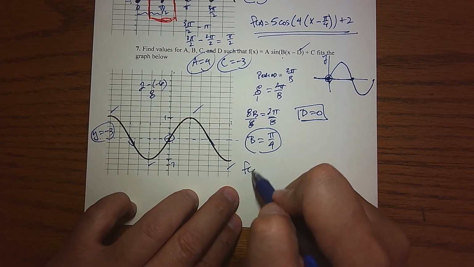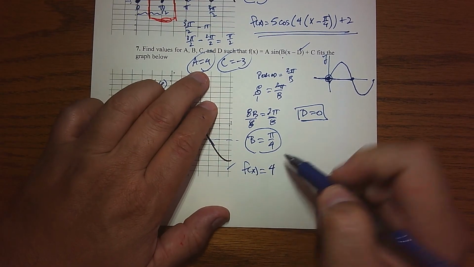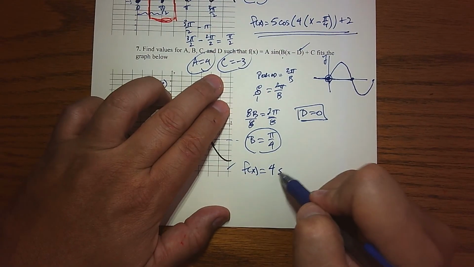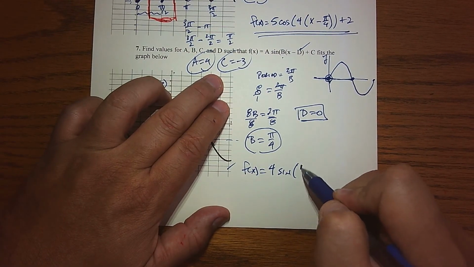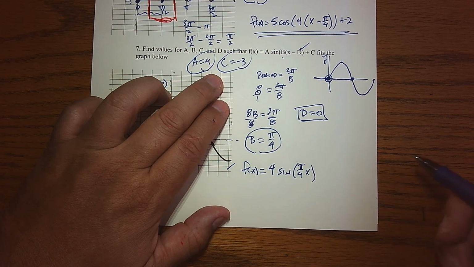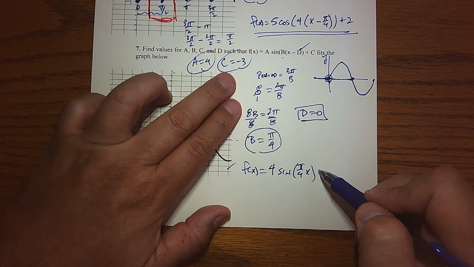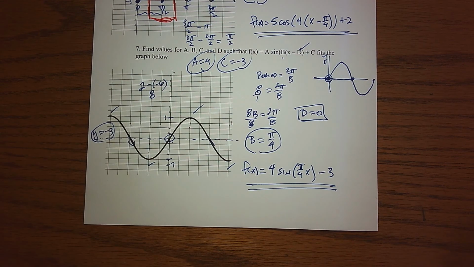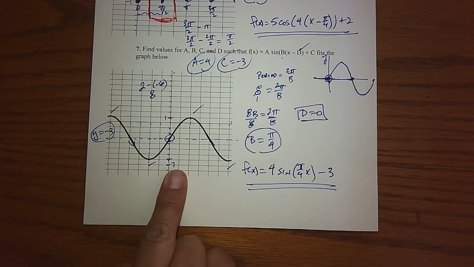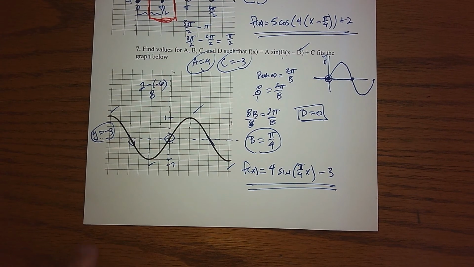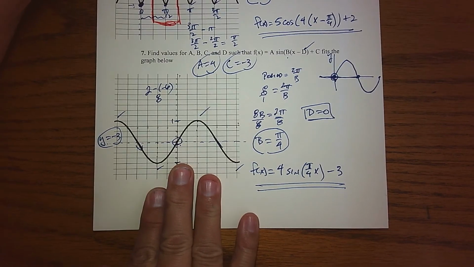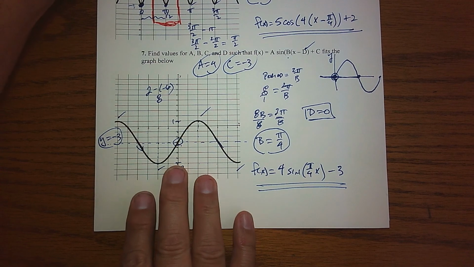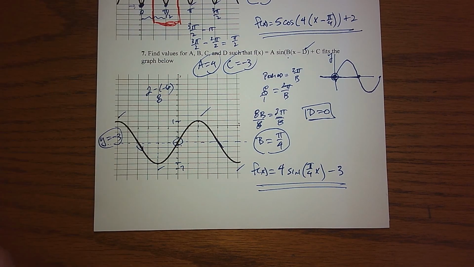So our function is our A, 4, times the sine of our B, pi over 4 times x. There is no D. And then plus C, well, it's actually -3. And so there would be the curve fit for that function that we have. All right? And so that's just working in reverse, how to find our A, B, C's, and D's from a graph. All right? So keep on practicing, and we will talk later. We got one more thing to do, and you'll see that in another video coming soon.